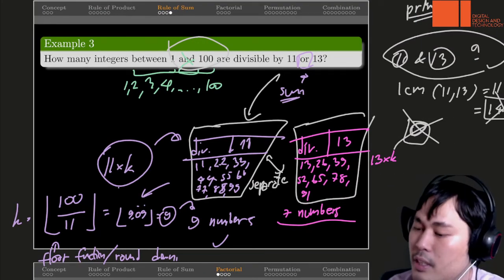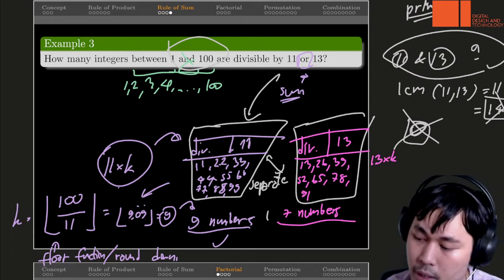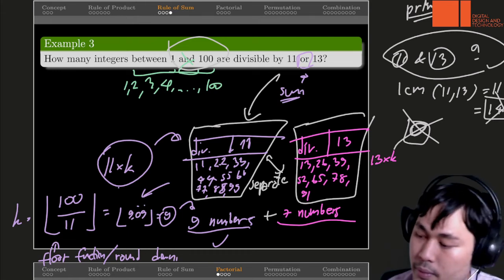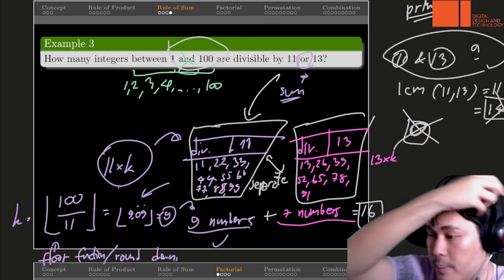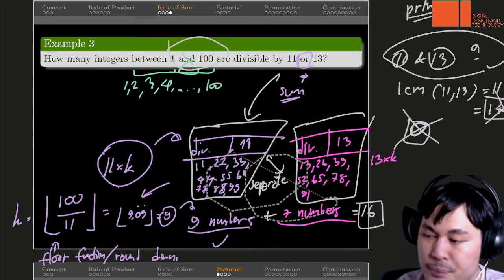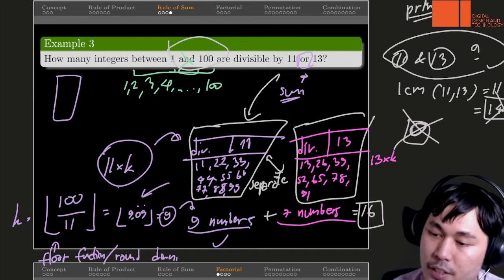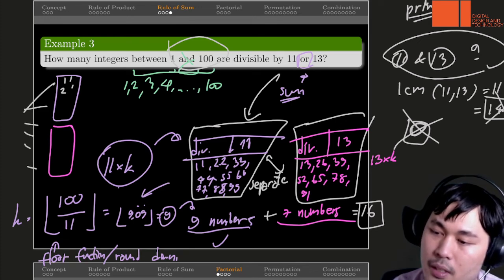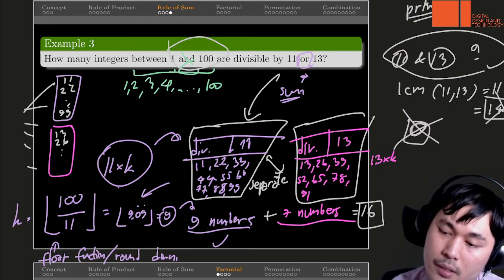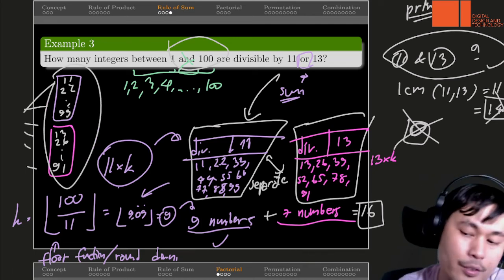That means if you want to get a number from this bin or that bin, you choose one of the numbers among these two bins. By the rule of sum, the answer is 16, because 9 from the first bin plus 7 from the second bin is 16. In terms of a diagram, you would have that for the first bin and then that for the second bin: 11, 22, all the way up to 99, and then 13, 26, all the way up to the last one, which is 91. So that's the rule of sum.